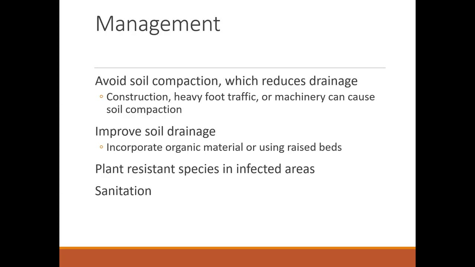So management includes avoiding soil compaction, which reduces drainage, reduce construction, heavy foot traffic, machinery. One thing they've done at the Arboretum is they have some Port Orford cedar that have been surrounded by other materials, so people that visit the Arboretum can't actually step on the root systems, because they've definitely had some issues with this. They've also tried incorporating organic matter to kind of introduce some beneficial organisms. And if you are going to plant something there, you want to use something that's resistant, and of course sanitation. You need to get rid of every part of that plant.